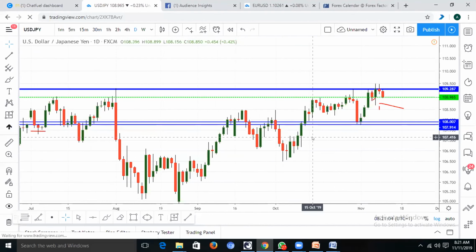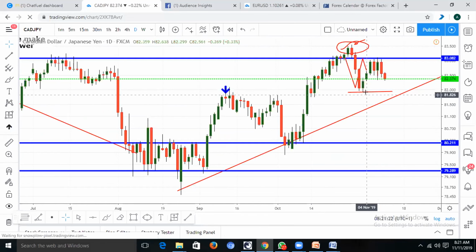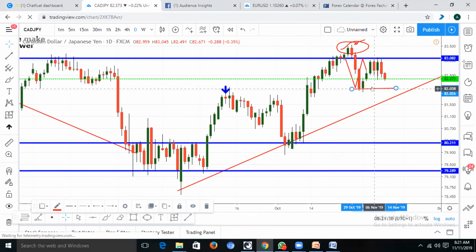Then CAD JPY, let's keep CAD JPY. CAD JPY, we expected the price to come here to give us profit, to give us our first take profit. CAD JPY and Euro JPY, they are kind of fluctuating. This is volatility, this is Forex.